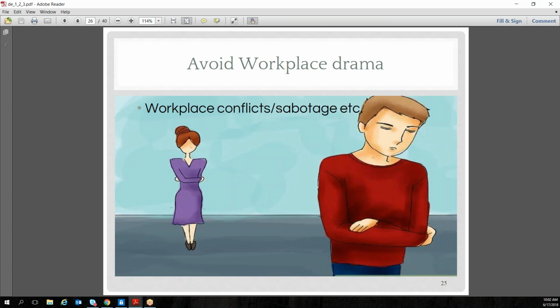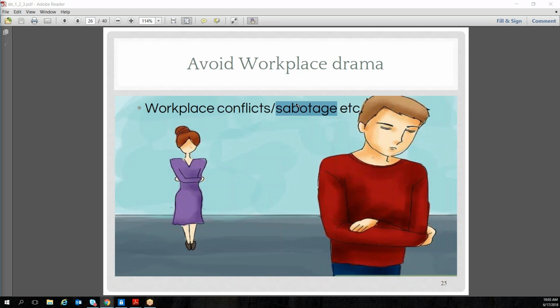And what do you mean by workplace sabotage? What do you mean by sabotage? So sabotage means threatening others. We threaten others either by words or by a knife or something at the workplace.